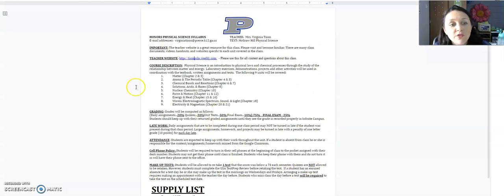Okay, so this is a description of how we're going to move through the course. We're going to start with matter, states of matter, then we go to atoms in the periodic table, chemical bonds and reactions, solutions, acids, and bases, and then we switch over to the physical science part like nuclear chemistry, force and motion, energy and heat, and waves and electricity.